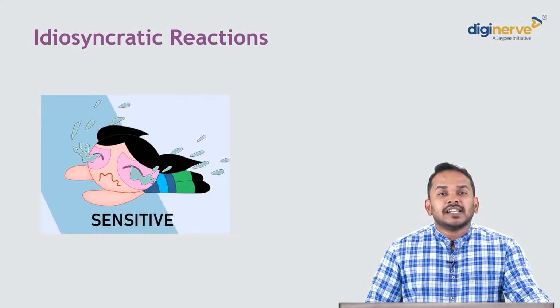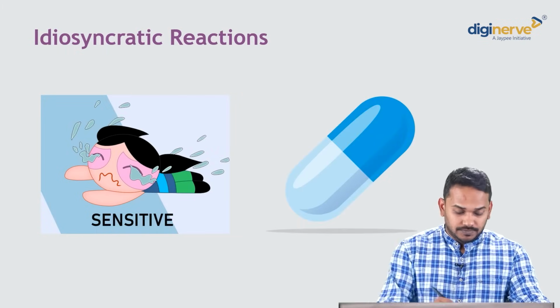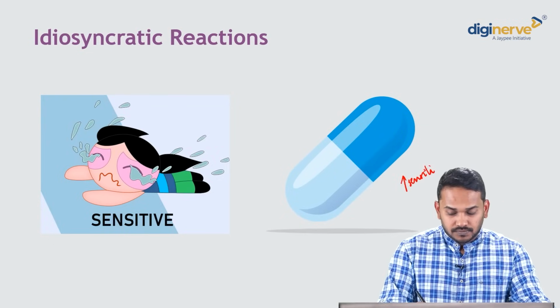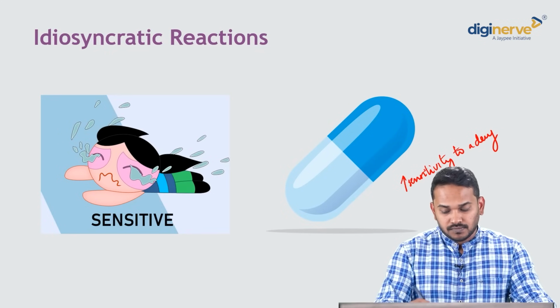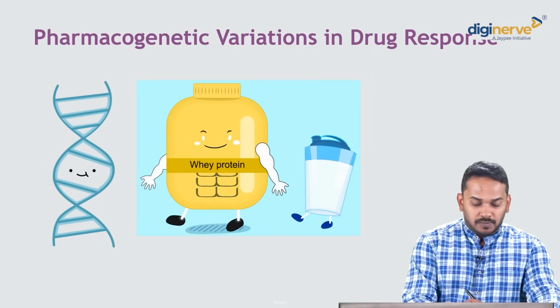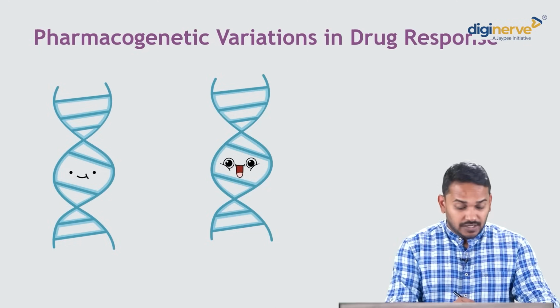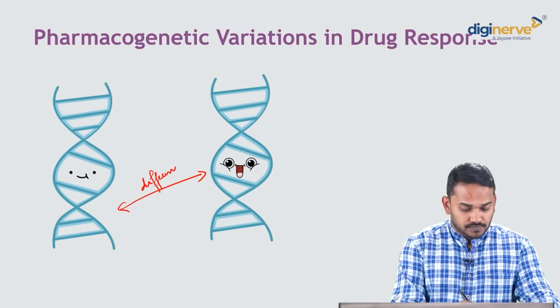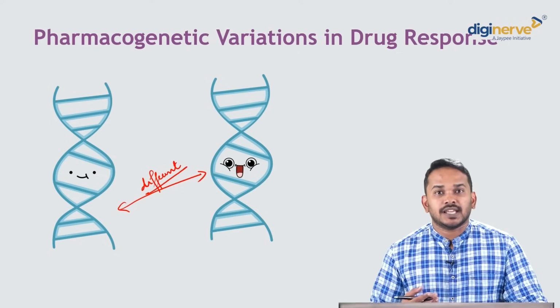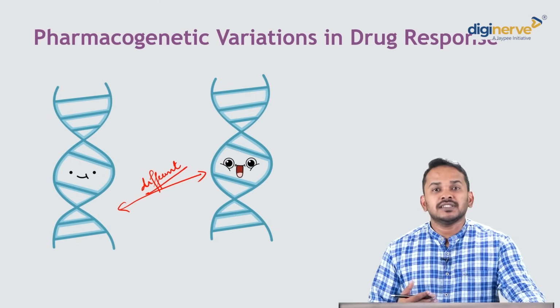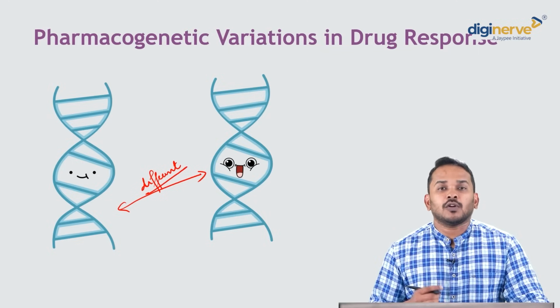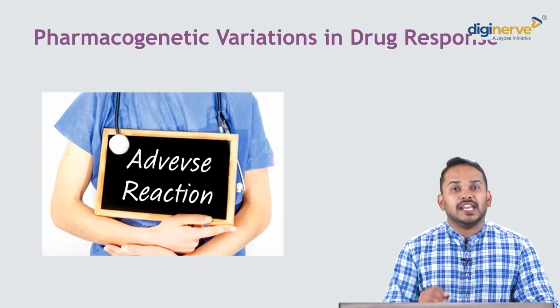Now coming to the next type of adverse drug reaction, which is known as idiosyncratic reaction. These idiosyncratic reactions include excessive sensitivity to a drug, or reduced sensitivity to a drug. The next type of adverse drug reaction is pharmacogenetic variations produced in drug response. The proteins in our body are produced from DNA, and DNA is different in different individuals. So, all the transporters and all the metabolizing enzymes are a product of DNA, and since the DNA is different in different individuals, these products will also be different. So, the response to drugs can also differ, and an adverse drug reaction that occurs due to variations in genetic composition is called a pharmacogenetic variation in drug response.